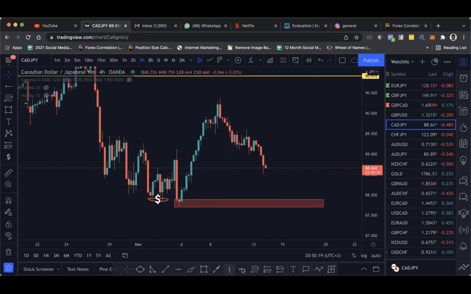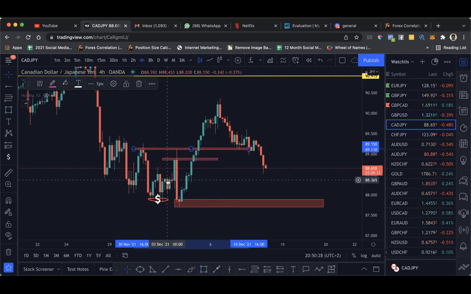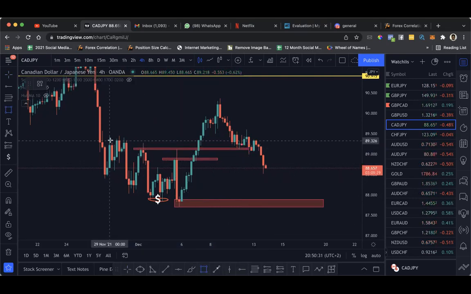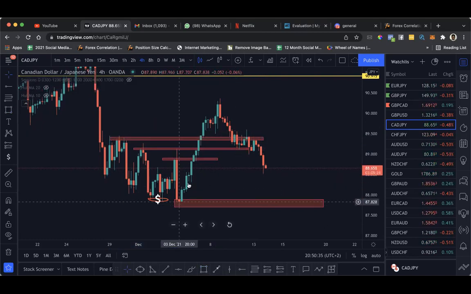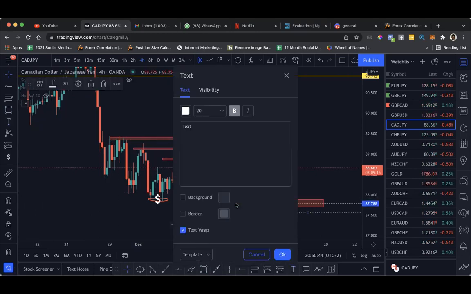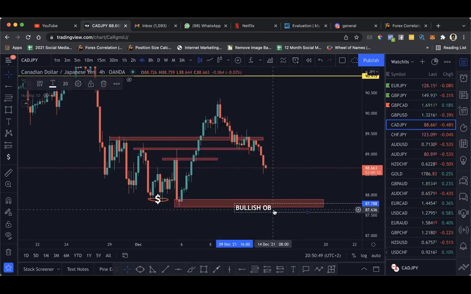We can see numerous breaks of structure. Price broke the structure. Price broke this structure. Price broke this structure zone. So right now, you can see there's a lot of break of structure. You're waiting for price to come back down into this bullish order block here. You want price to come back down here. Give me a second.